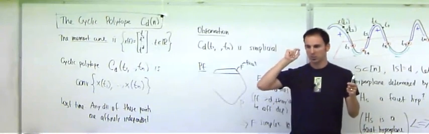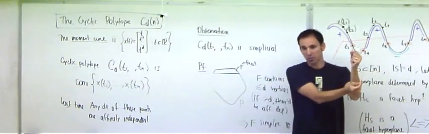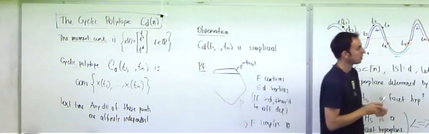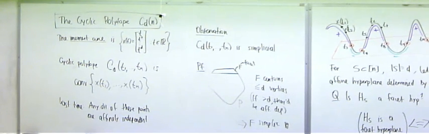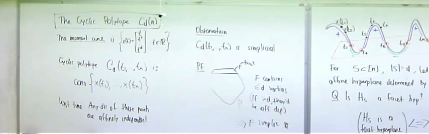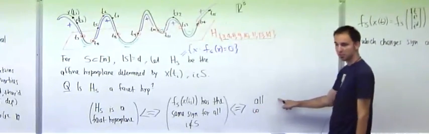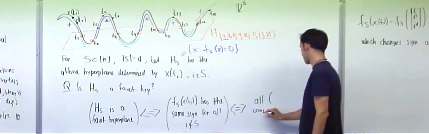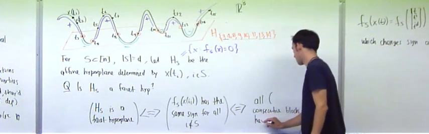So what you need is that between any point not in S and another point not in S, you should have an even number of points in S so that you change sign an even number of times, which means that you didn't change sign. Okay? So that means that this is true if and only if these little blocks of consecutive numbers in S are all of even size. Let's call them consecutive blocks. All consecutive blocks of S have even size.